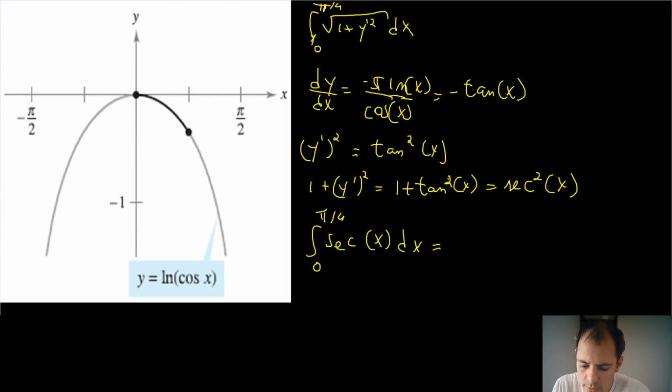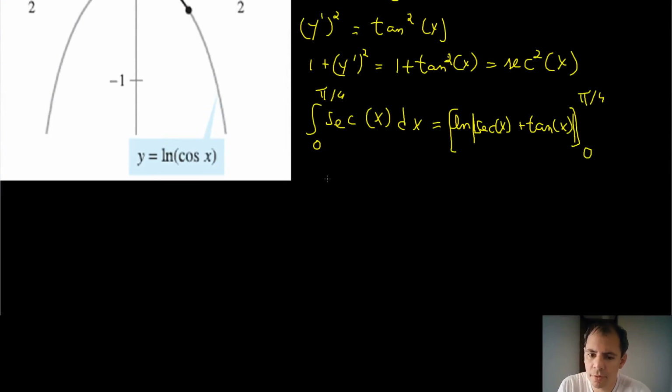Okay, now the integral of the secant is ln of the secant of x. I don't think I'm going to have enough room in here. So it'll be the ln of the absolute value, of course, of the secant of x plus the tangent of x. And I got to put another absolute value in here. Okay? And it'll be from 0 to pi divided by 4.